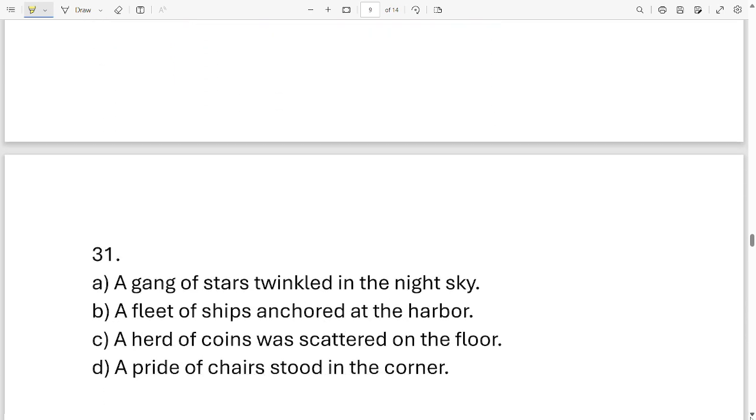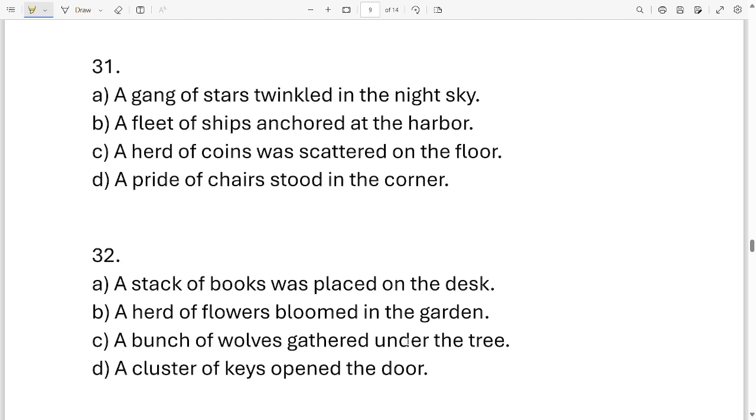Okay, next sentences. A gang of stars twinkled in the night sky. A fleet of ships anchored at the harbour. A herd of coins was scattered on the floor. A pride of chairs stood in the corner. Out of these 4 sentences, you have to identify which sentence uses the collective noun correctly. Is it option A, B, C, or D?